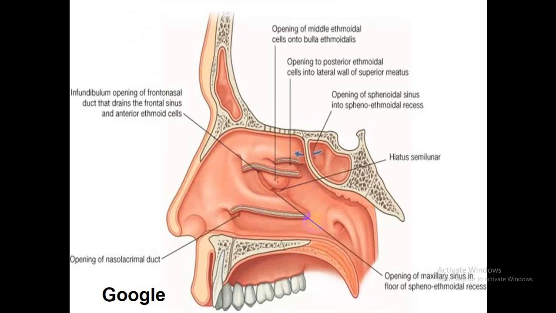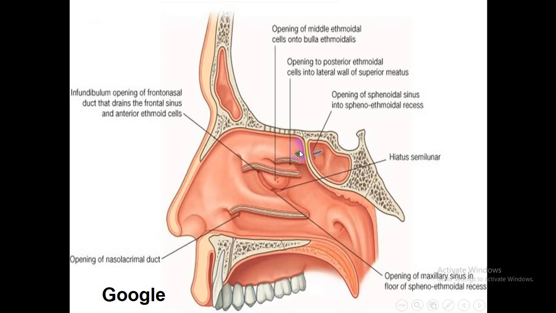Now at the top there is the sphenoethmoidal recess. From its name, this is the sphenoid and this is the ethmoid. The sphenoethmoidal recess is a small recess that lies above the superior concha and in front of the body of the sphenoid bone. It receives the opening of the sphenoidal air sinus. So the sphenoidal air sinus is done, it opens in the sphenoethmoidal recess.